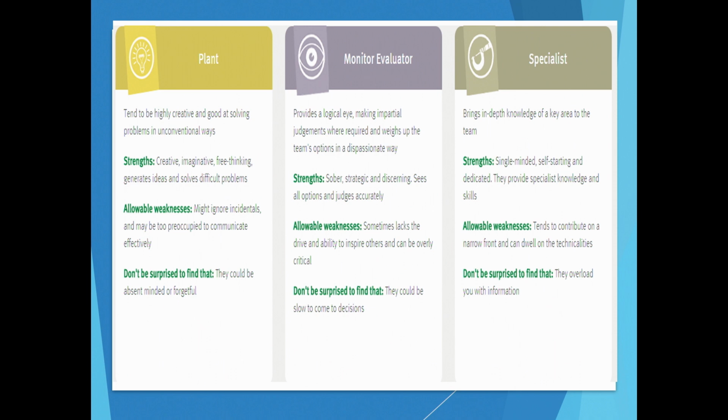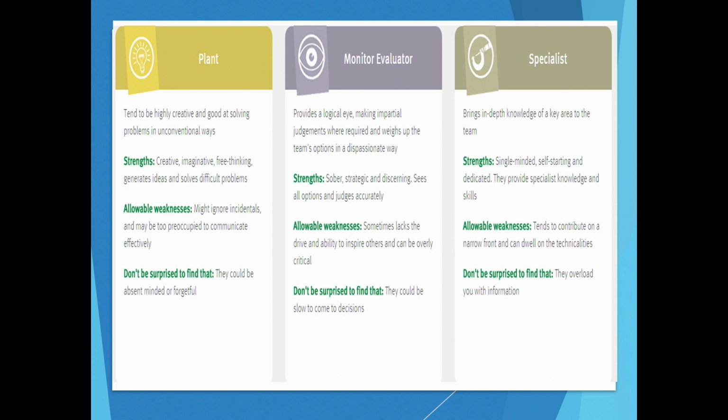But at the end of the day, we do need someone like that in order to make sure that we're not going off on a wild goose chase. So don't be surprised to find they could be slow to come to decisions because, again, they're going to want to know all the information.